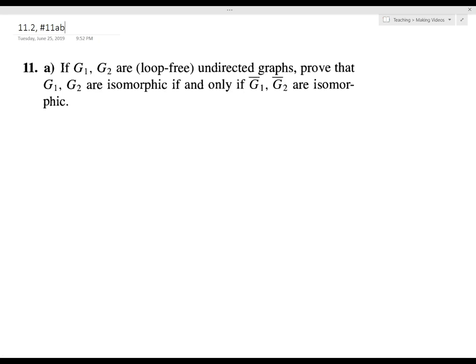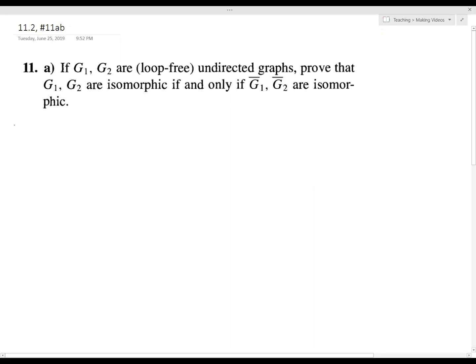All right, so 11A says, if G1 and G2 are loop-free, undirected graphs, prove that G1 and G2 are isomorphic if and only if G1 complement and G2 complement are isomorphic. So this is an if and only if. We've got two directions to prove.